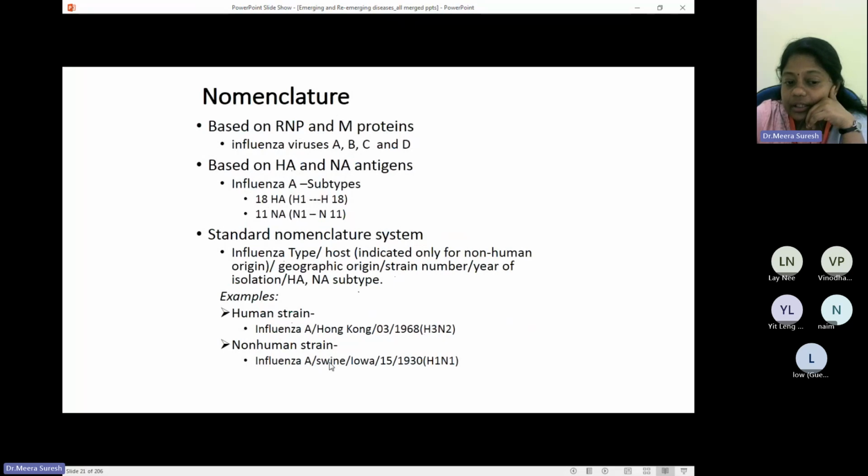Then a non-human strain, for example influenza A. Because it is non-human, we have to give the host, that's swine. I don't know whether it is Iowa or Iowa. I wanted to check it, but I forgot. I think this is a place in the USA, but I don't know how it is pronounced. You know how it is pronounced?